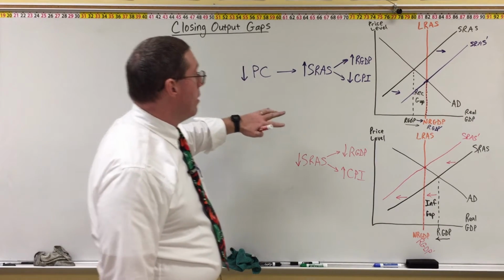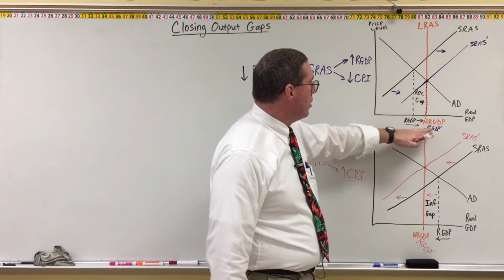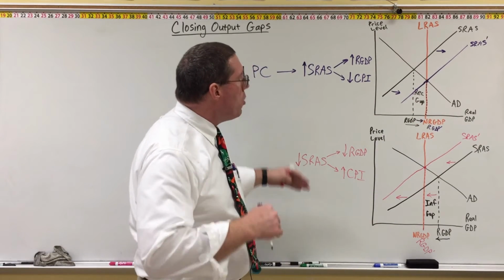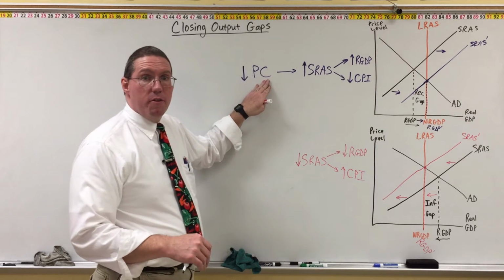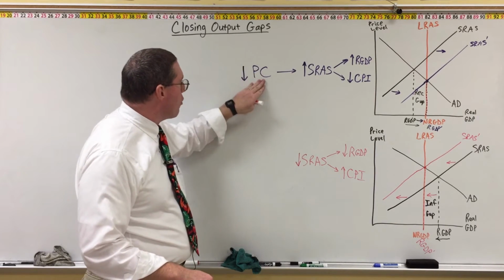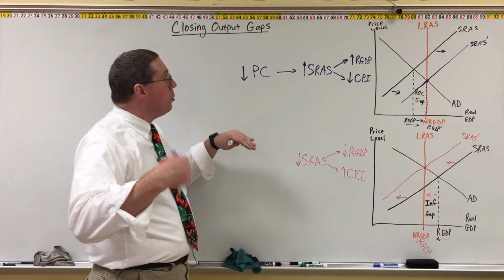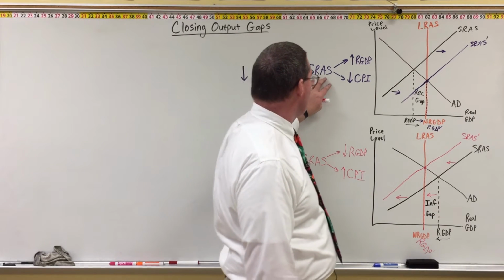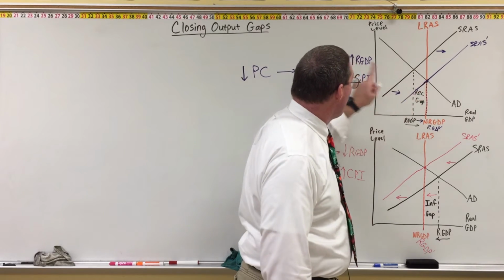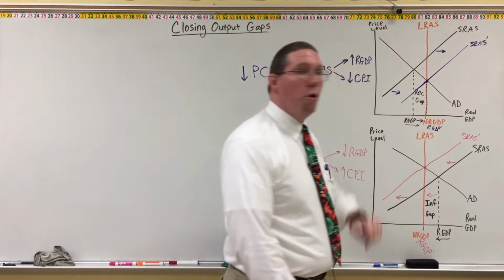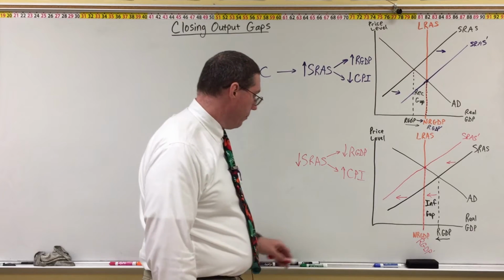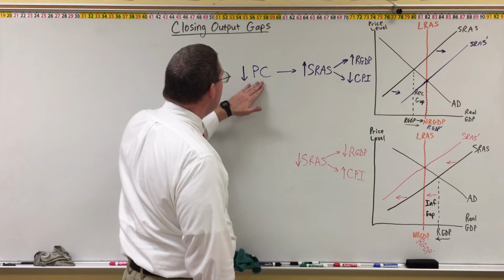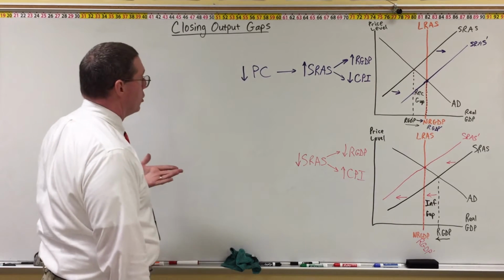So now what we're saying is to increase real GDP to close a recessionary gap, if we can affect production costs in the economy such that we decrease production costs, that will lead to an increase in short-run aggregate supply. The short-run aggregate supply curve will shift to the right. Real GDP will increase and we will close the recessionary gap. Okay, well, let's keep working backwards off of this one. What will lead to a decrease in production costs?